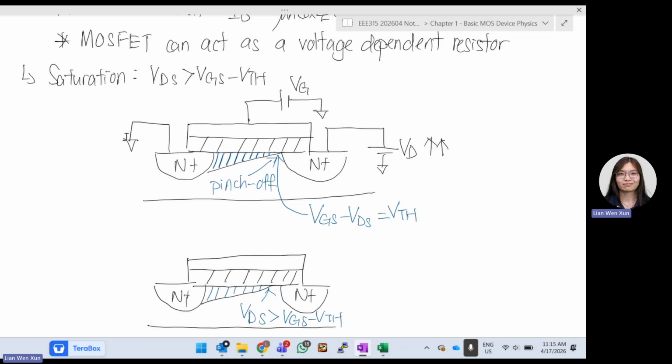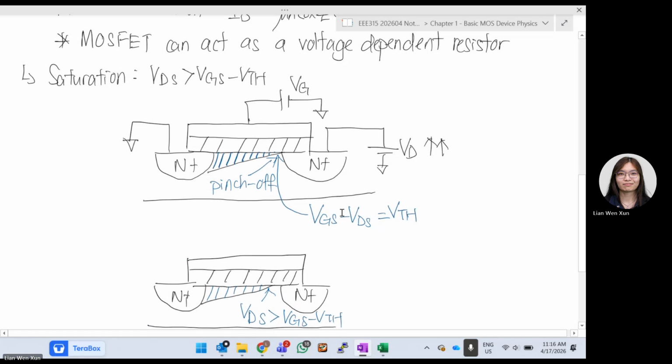Saturation is when VDS is more than VGS minus VTH. When VDS is more than VGS minus VTH, that is our saturation region. So we see again this diagram. We got our VG that is already more than your threshold. Now we also got our VD. So what if we keep on increasing our drain voltage so much that it is now more than VGS minus the threshold?